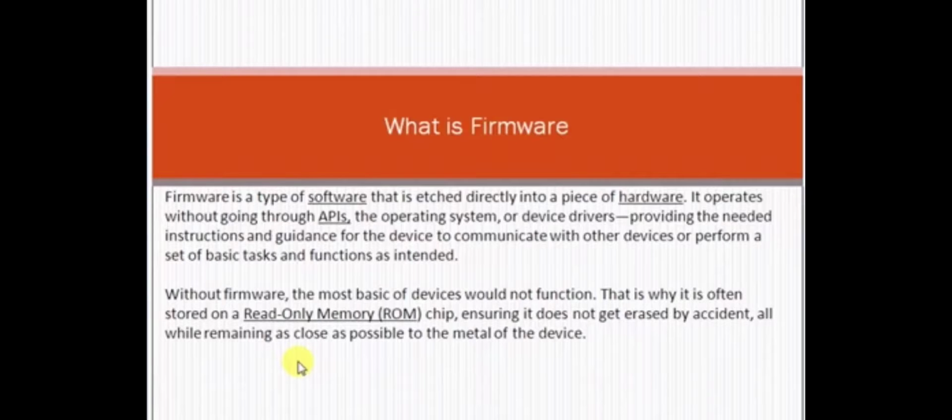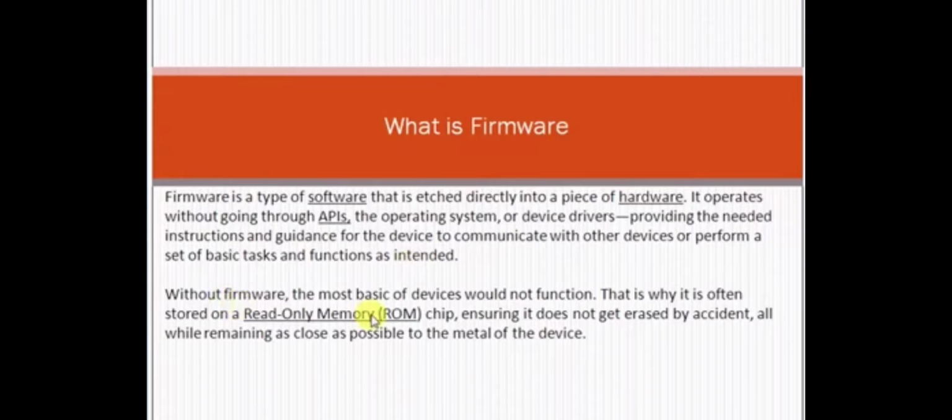So let's start, friend. What is firmware actually? Firmware is a type of software that is etched directly into a piece of hardware. It operates without going through APIs, the operating system or device drivers, providing the needed instructions and guidance for the device to communicate with other devices or perform a set of basic tasks and functions as intended. Basically, friend, firmware is software that directly resides on the device, and it directly talks with the device. Basically, this is the main concept of firmware.